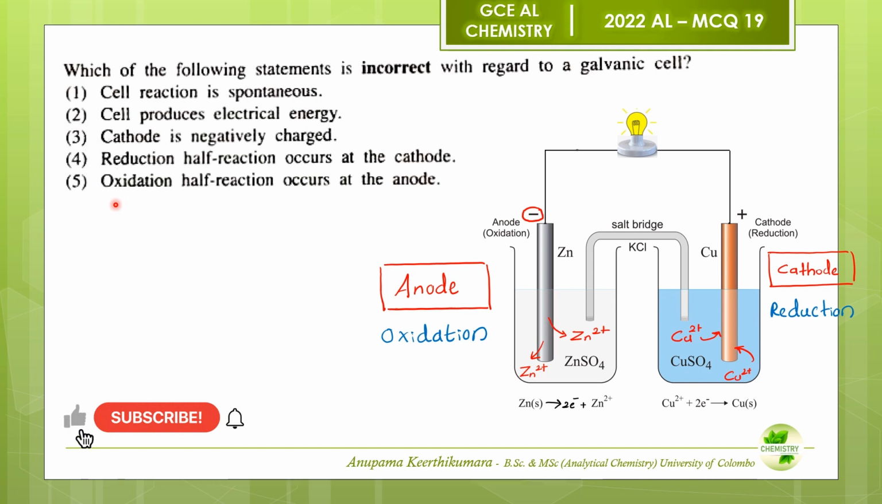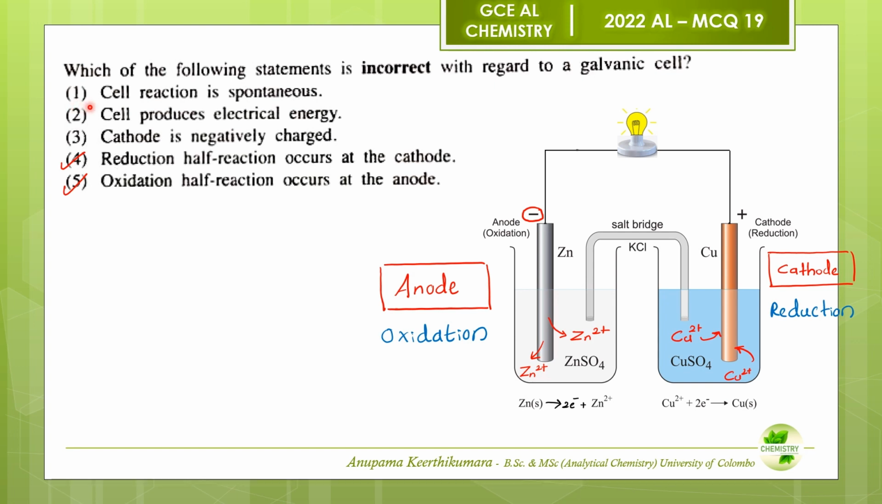First we will check statement 4. Reduction half reaction occurs at the cathode. In these galvanic cells, always reduction takes place at the cathode. Therefore, statement 4 is correct. Statement 5. Oxidation half reaction occurs at the anode. In these galvanic cells, always oxidation takes place at the anode. Therefore, fifth statement is correct.